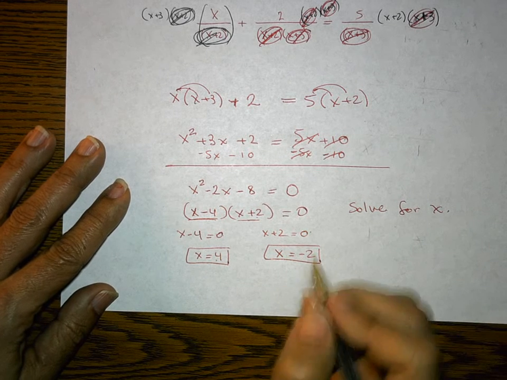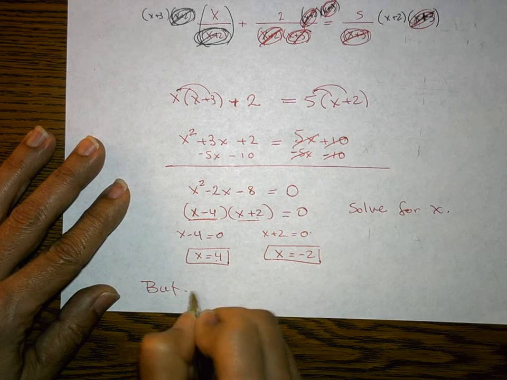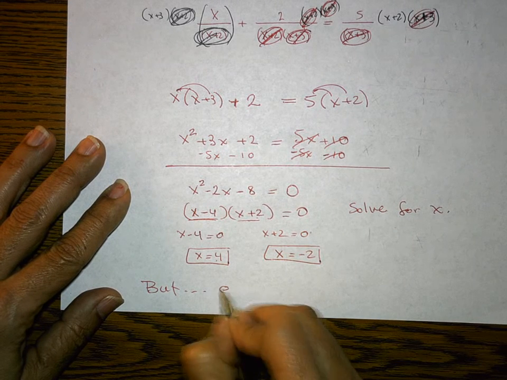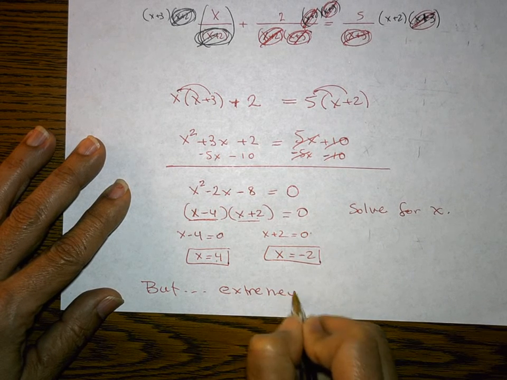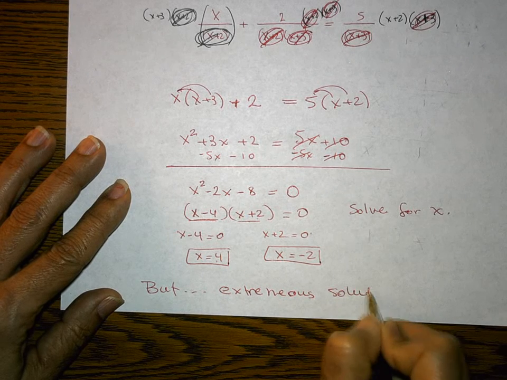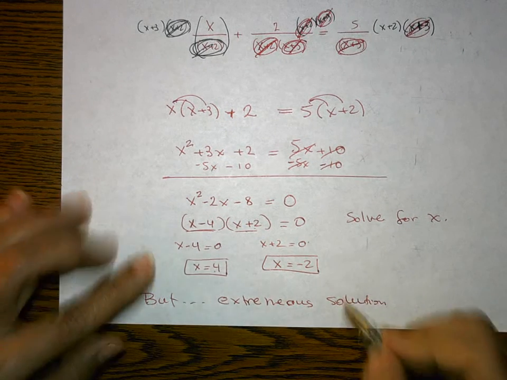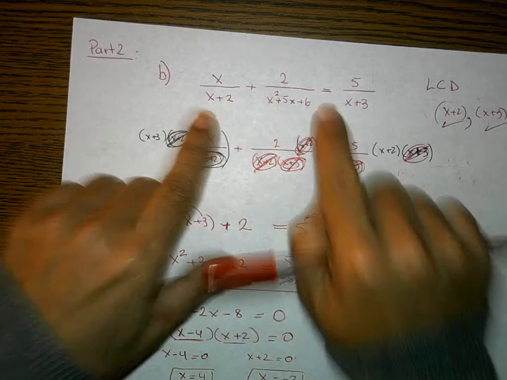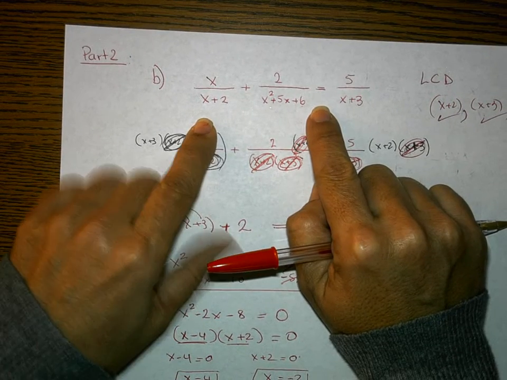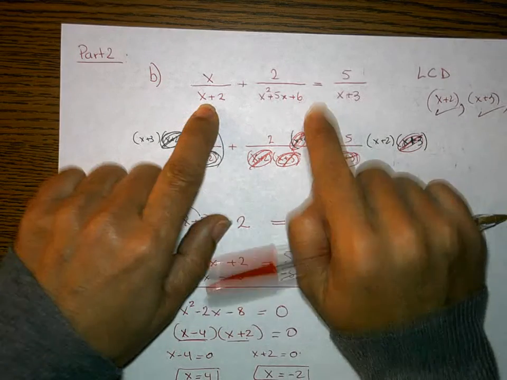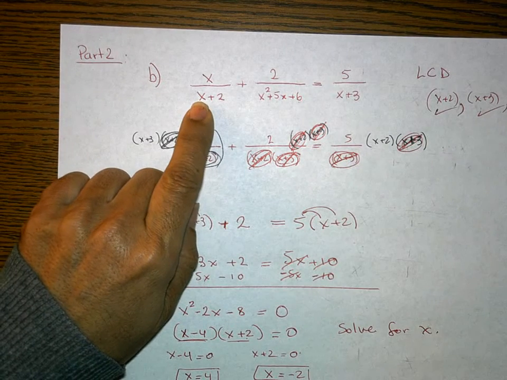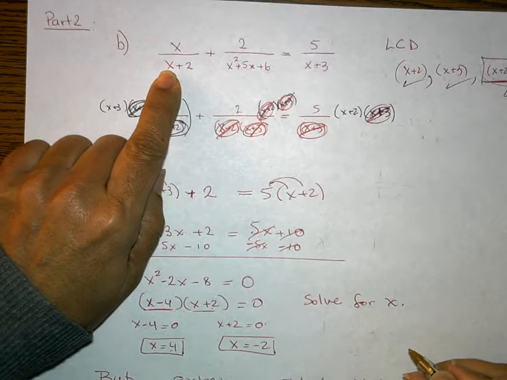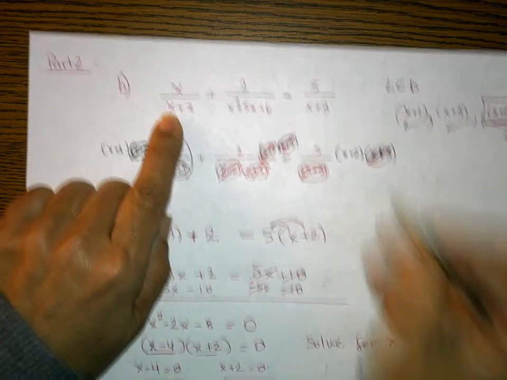But there is a problem. We've got to check for extraneous solutions. Okay? What is it that our denominator cannot be? Because when I grab these two answers, I want to plug them into the denominator. But there are a few restrictions. Over here, if I put in a negative 2, x cannot be, let me see if I can fit it on the page.